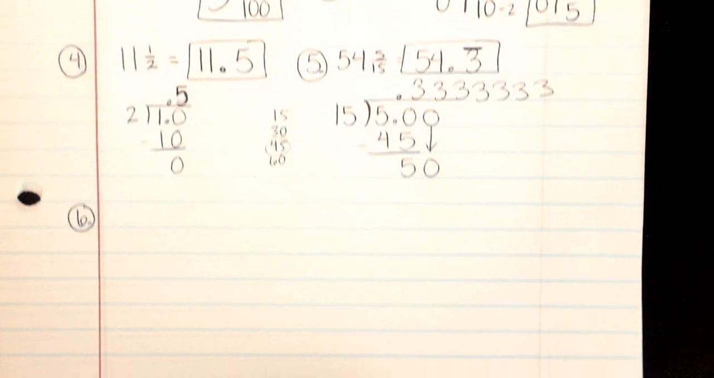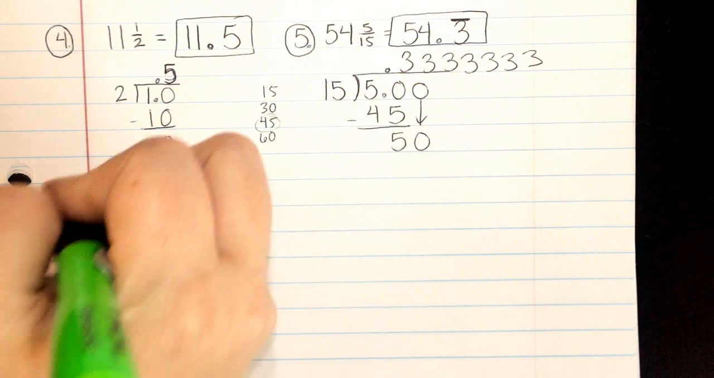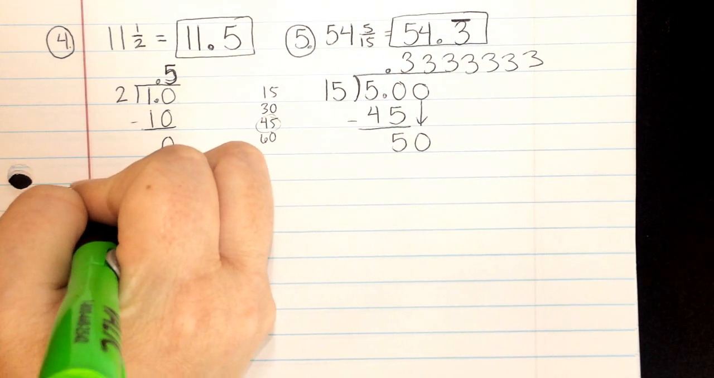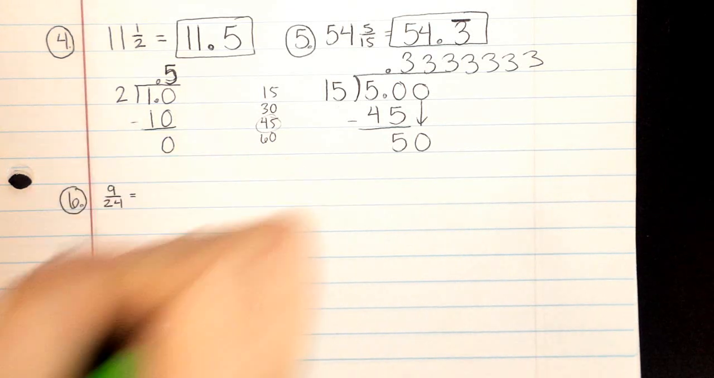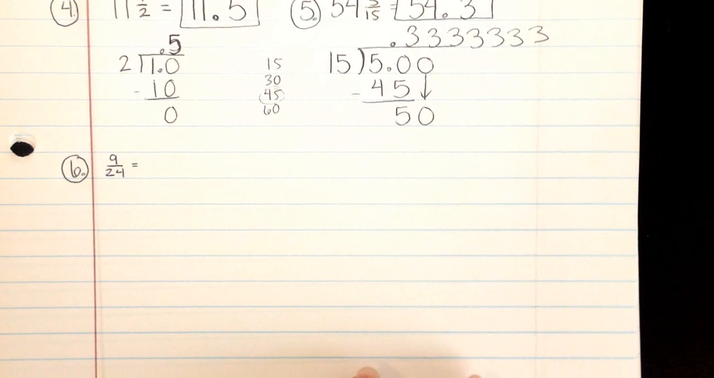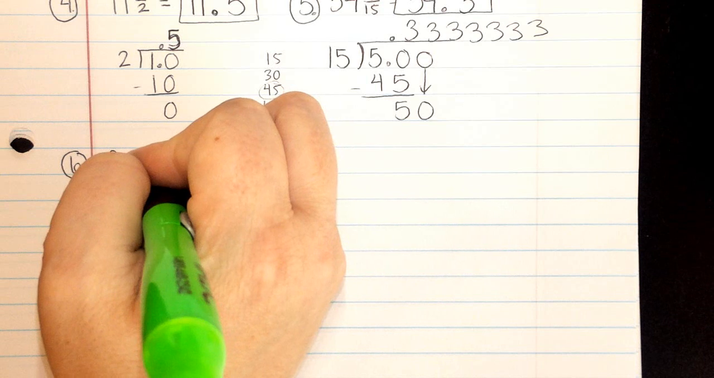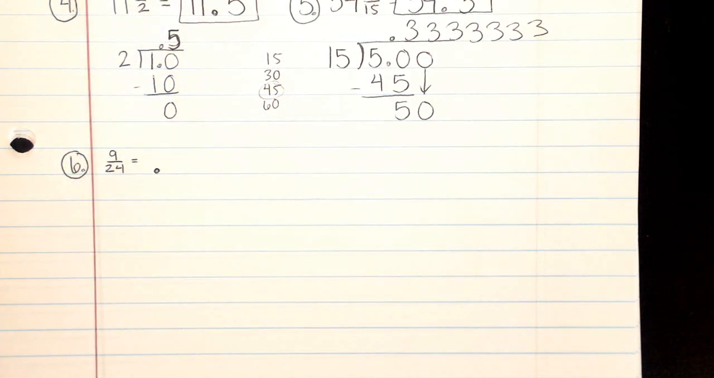Number 6, which is 9/24. Does number 6 have anything in front? So do I need anything in front of my decimal? No, so I can just put my decimal. If I wanted to, what could I put in front of it? 0. I could put a 0, but we do not have to.